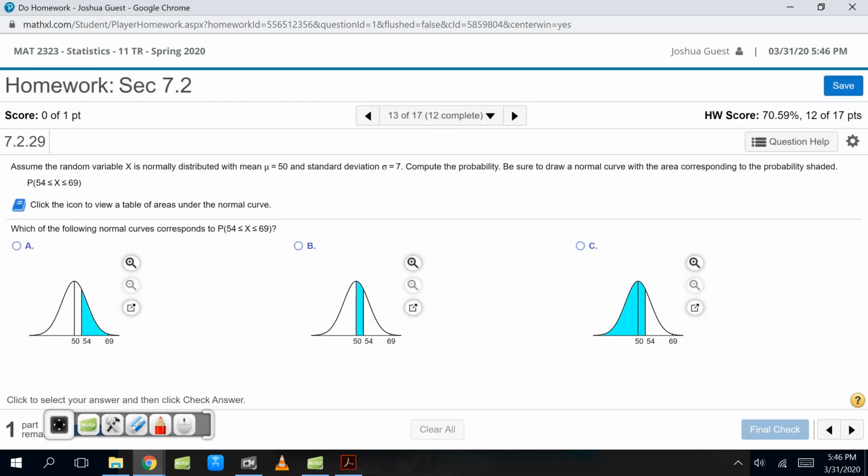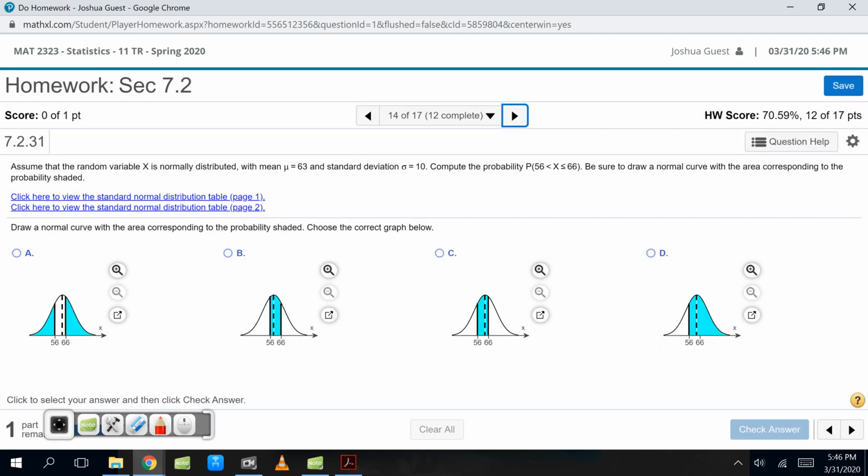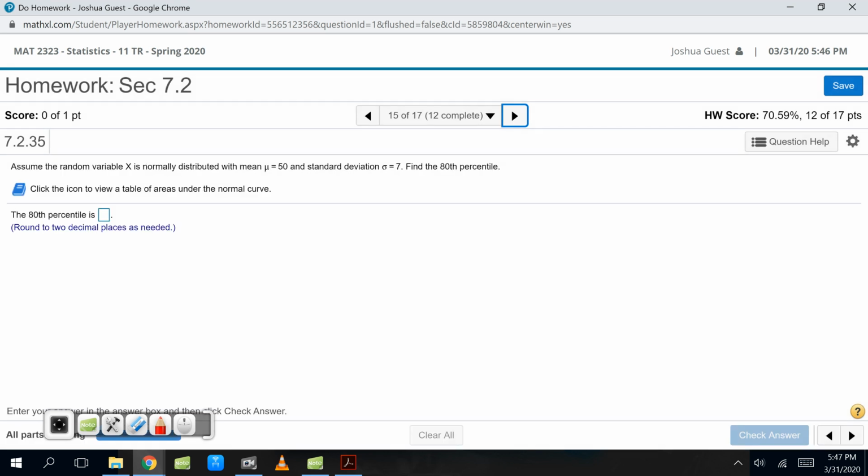This is exactly the same thing I just did, so what I'm going to do is skip it. It's the same exact thing. What's the next one? Let's look at what the next one is.